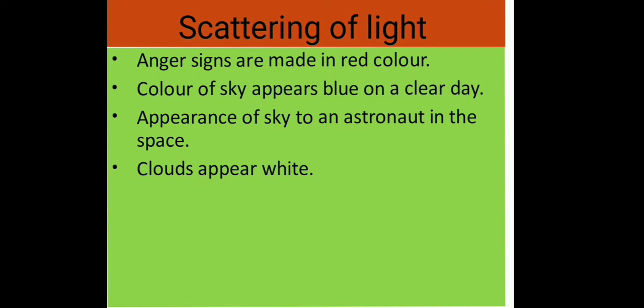Next one, appearance of sky to an astronaut in space. The sky would appear dark to an astronaut in space, as scattering is not very prominent at such high altitude due to the absence of particles. Next one, clouds appear white. Clouds are formed by water vapors. Water vapors condense to form water droplets. Due to the larger size of droplets, all colors of light are scattered and clouds appear white.